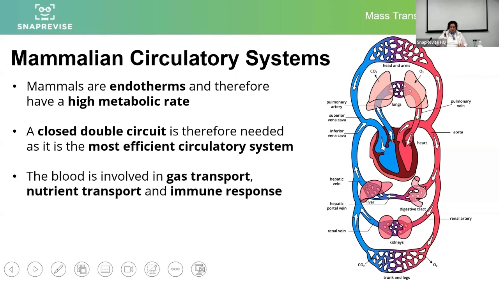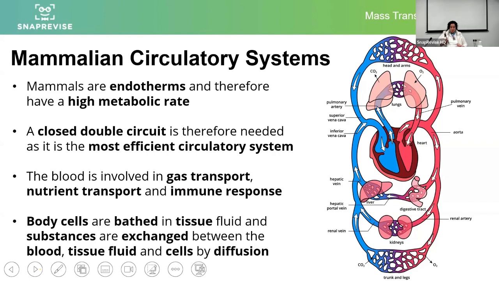because our blood is involved in both gas transport and exchange and nutrient transport, as well as immune response. Bear in mind, all body cells are bathed in what we call the tissue fluid, where the actual immediate exchange of substances between cells and the fluid is going to take place, again, by diffusion.